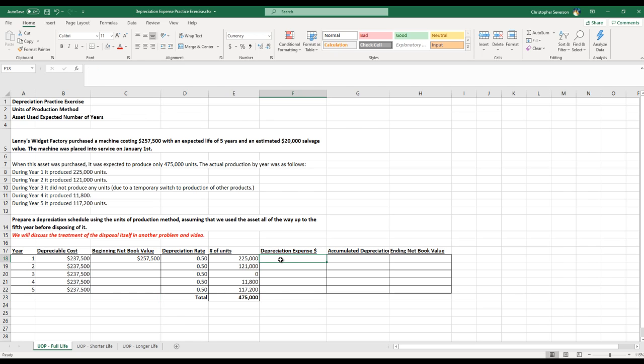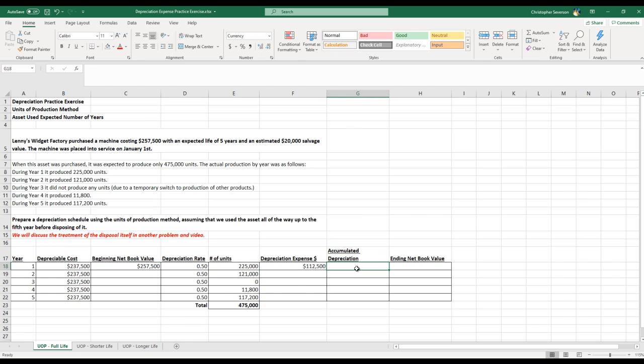Now the depreciation expense for any given year is going to be the rate multiplied by the number of units. So for year one, we're going to take $112,500. Now the accumulated depreciation is going to be the same as it was under other methods. For year one, it's just that first year's depreciation expense, but for later years, it's going to keep adding up to more and more. Now the ending net book value is just going to be the beginning net book value minus that year's depreciation expense. And then, of course, the ending net book value for one year becomes the beginning net book value for the next. So you can do a quick formula there to add that in.